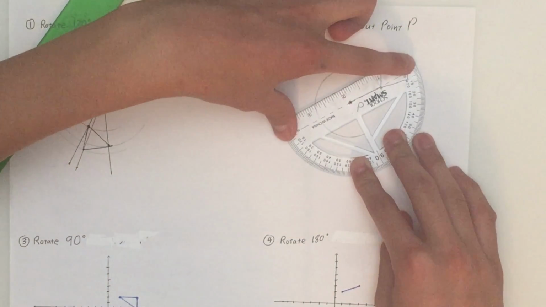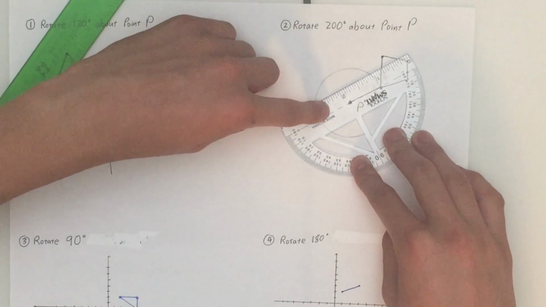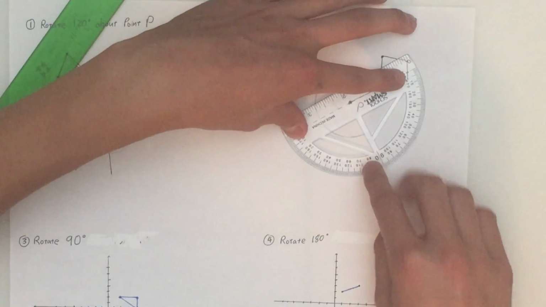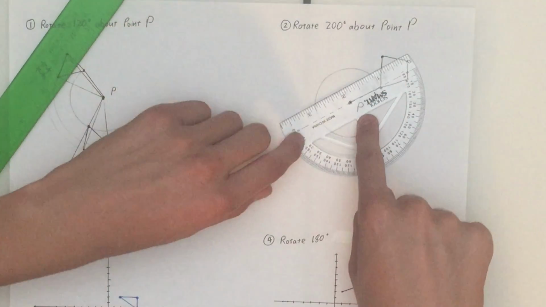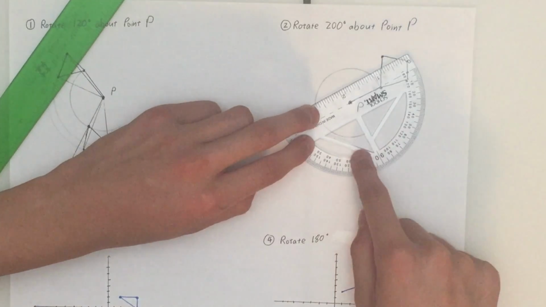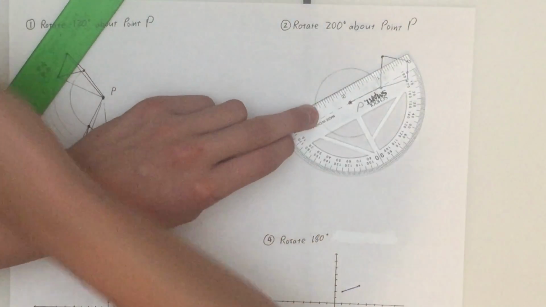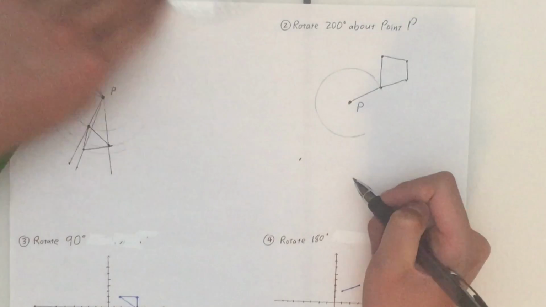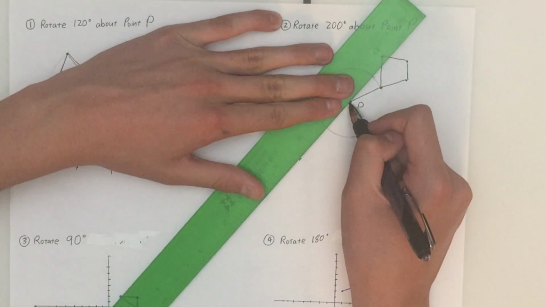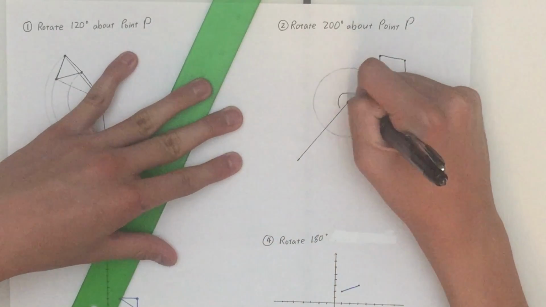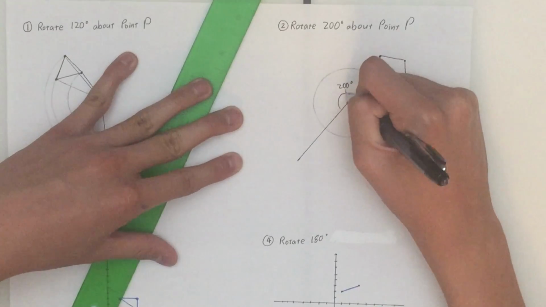So right here, this is 180. So you want to add whatever you're missing on this side. So 200 minus 180 is 20. So you want to find 20 degrees. So 20 degrees is right here. So there you have it. So this angle right here is 200 degrees.